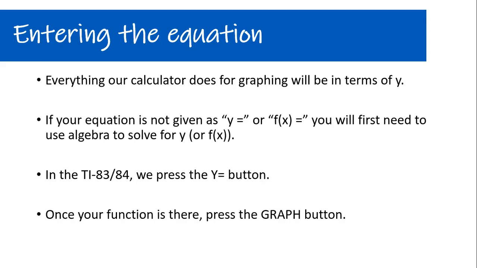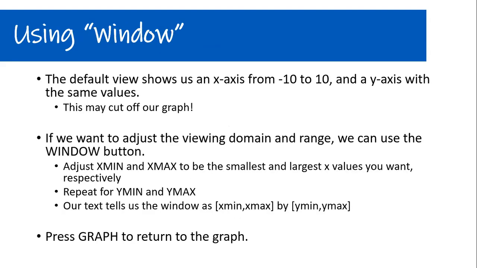So in the TI-83, 84, the first thing we need to do is press the y equals button. Once your function is there, you can press the graph button. Again, I'll show you an example here in a second. There's also this nice feature called the window feature. By default, it's going to show you x values from -10 to 10 and y values from -10 to 10. This could certainly cut off your graph, okay?